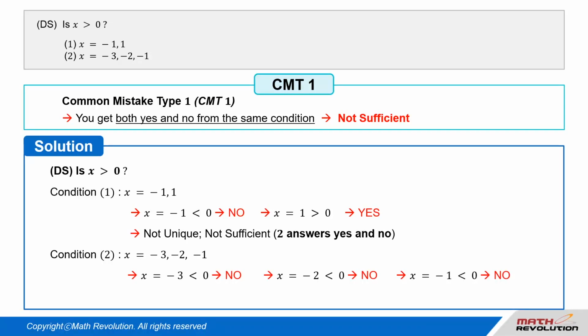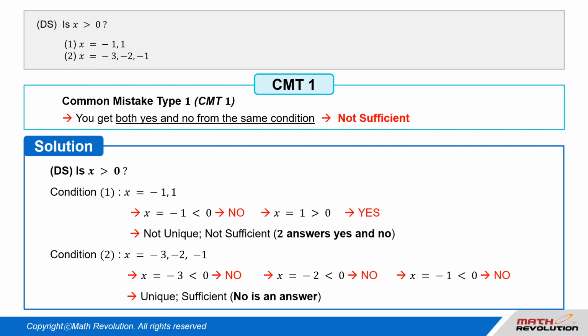Condition 2. X equals -3, -2, -1. X equals -3 is less than 0, no. X equals -2 is less than 0, no. X equals -1 is less than 0, no. Since it is unique, it is sufficient.